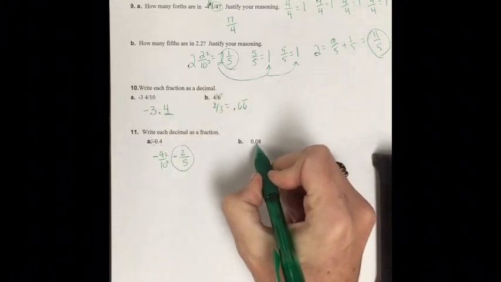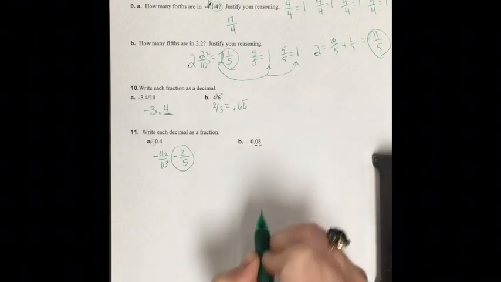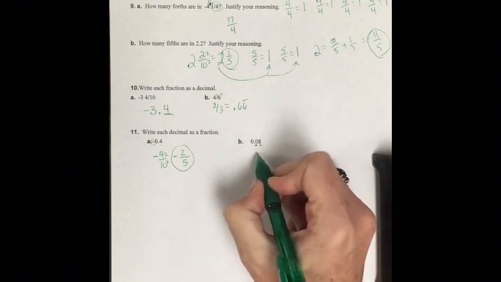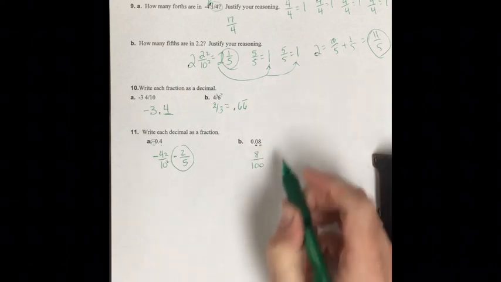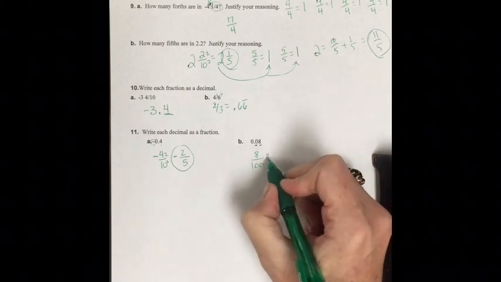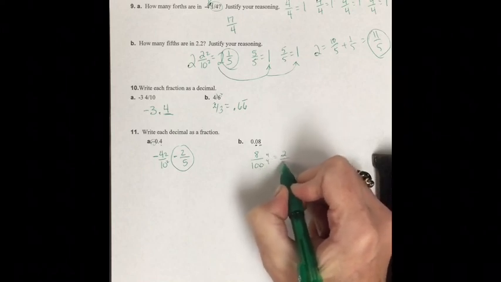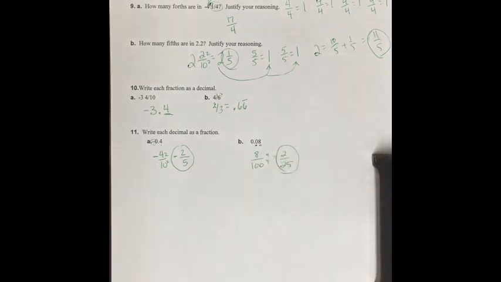This one, the 8 is in the hundredths place, so I know when I make my fraction, I'm going to put the 8 over 100 because it's in the hundredths place. And then I can say, oh, I can divide by 4 each of these, and that gives me 2/25.